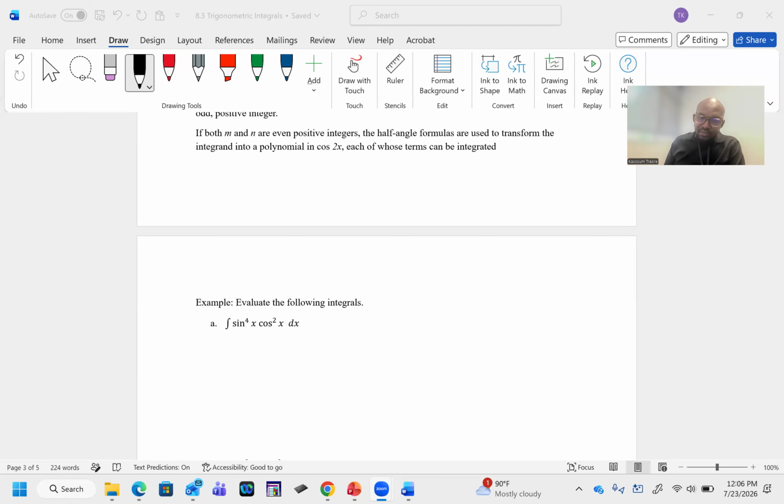And you can see, evaluate the following integral. We have the integral of sine to the power of 4x times cosine to the power of 2x dx. So in this case, both m and n are what? Even. So we have to use half angle, right?